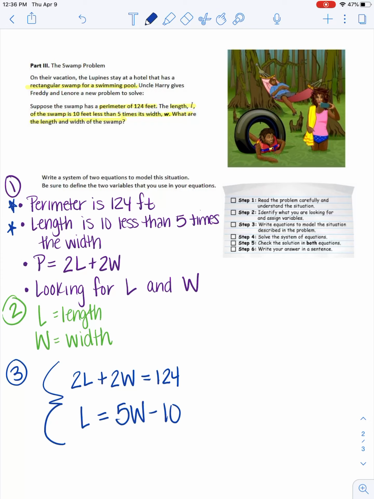Now, as we move forward into lesson 4 and 5, we're going to work more with solving. But for today, it's really just about writing the system.